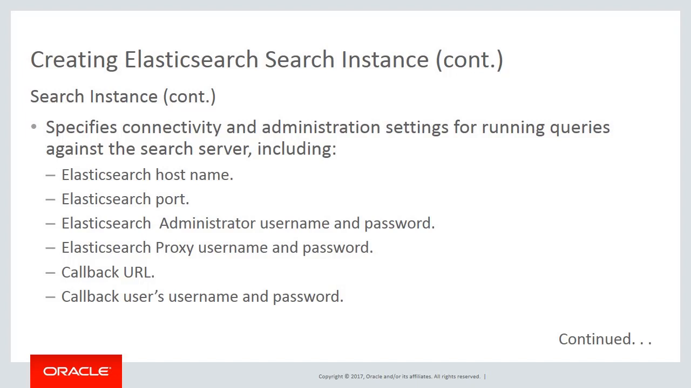In a search instance, you provide values for the host name of the search provider, which is Elasticsearch, the port value, the administrator username and password that you entered while running the Elasticsearch DPK, the proxy username and password that you entered while running the Elasticsearch DPK, the callback URL that points to the gateway defined in Integration Broker, and the callback user's username and password. This user must have the following roles: PeopleSoft user, search query administrator, and search server.